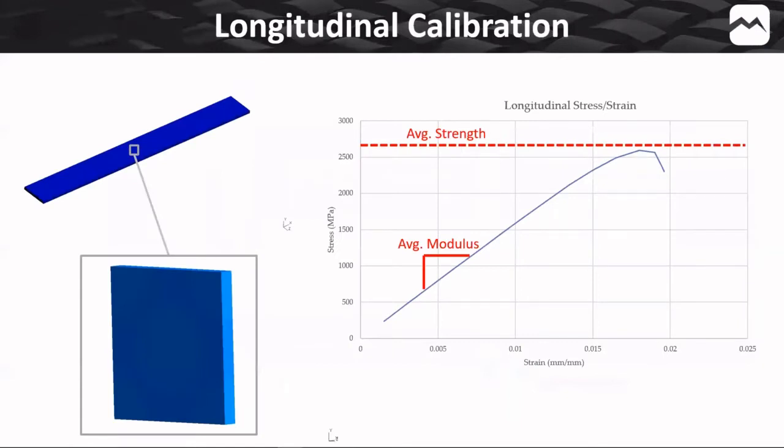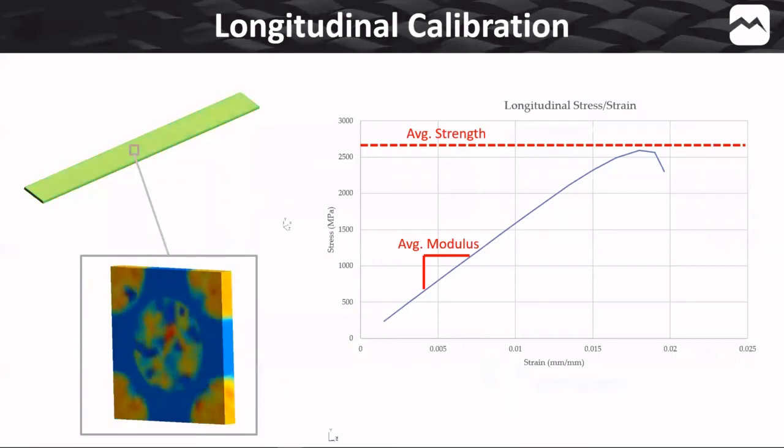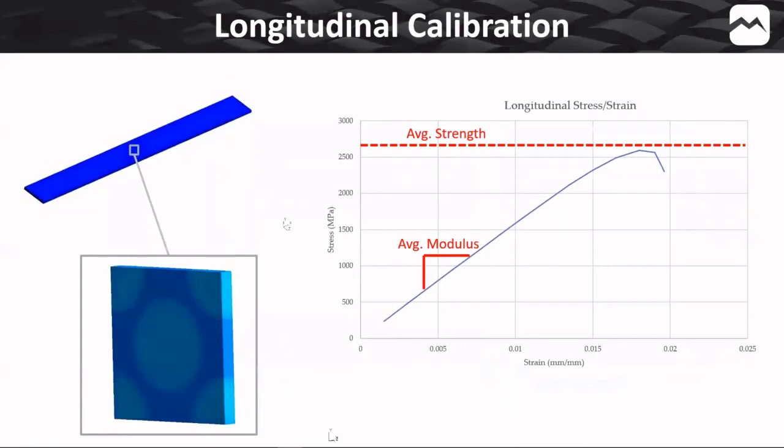So let's take an example, a longitudinal calibration. We have a coupon that has fibers aligned in the direction of the load. And when we load it up, you see the multi-scale simulation on the left, that the fiber is starting to bear most of the weight. And we start to have the fibers break close to the failure stress. A lot of times on the material data sheet, you'll have an average modulus and an average strength, or if you're lucky enough, you'll have a stress strain curve.